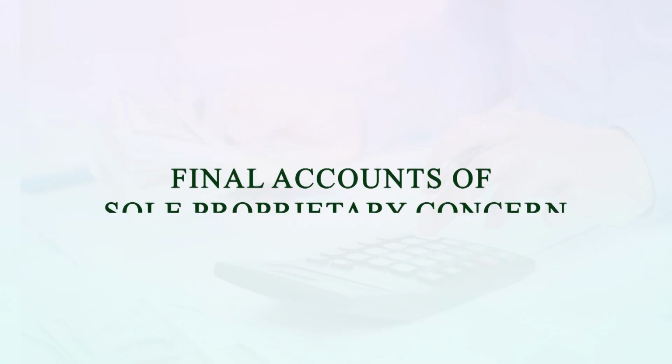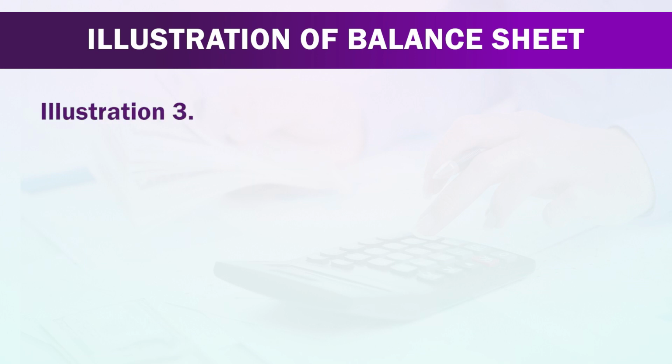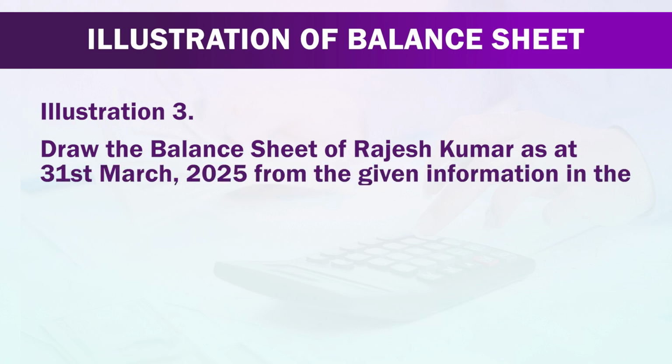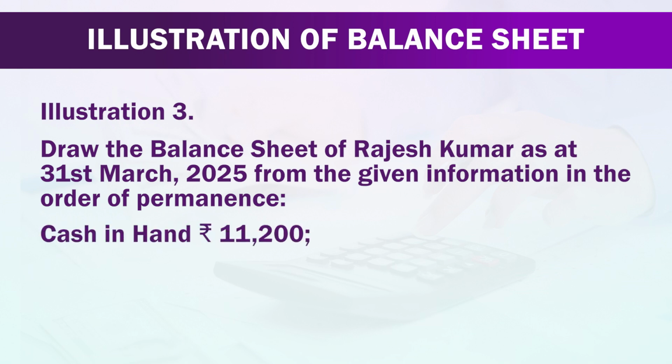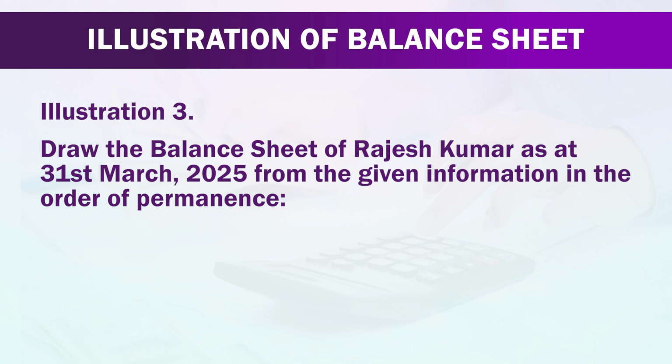In continuation of final accounts of sole proprietary concern, we will see one illustration on balance sheet. Illustration number 3. Draw the balance sheet of Rajesh Kumar as at 31st March 2025 from the given information in order of permanence. We are having cash in hand rupees 11,200, sundry creditors rupees 28,800, bills payable 3,500, bills receivable 5,300, sundry debtors rupees 18,000.